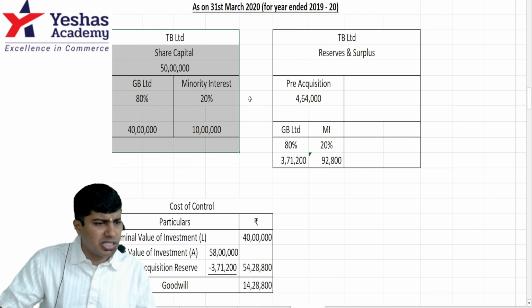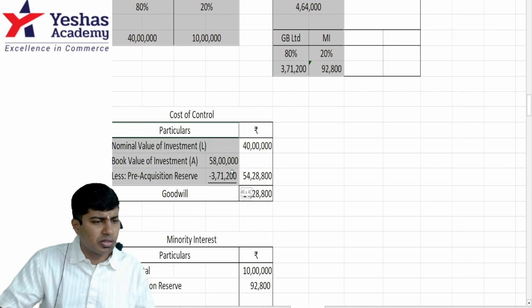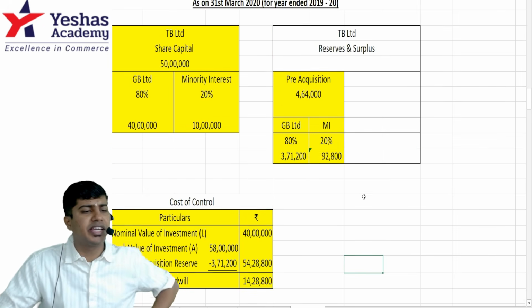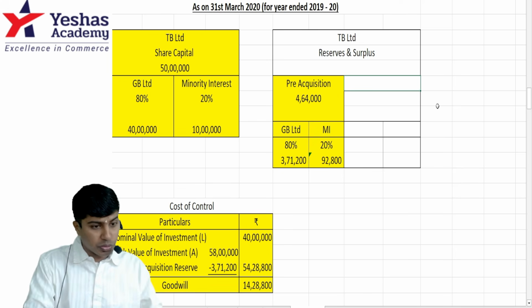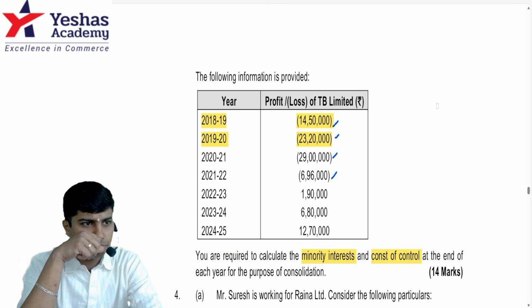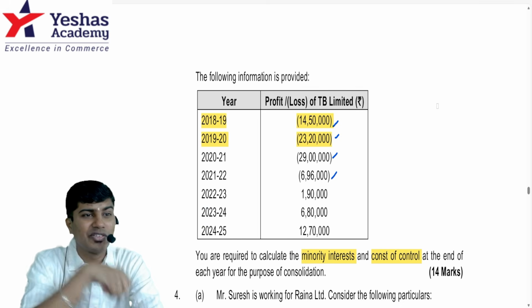So this much is same. And cost of control, same. I'll make it yellow. It's absolutely okay to not write this again. What is going to be new now? Post-acquisition. Now I want you to think and tell me wisely, how much is the post-acquisition profit? Minus? Very good answer. You should not tell 23,20,000.